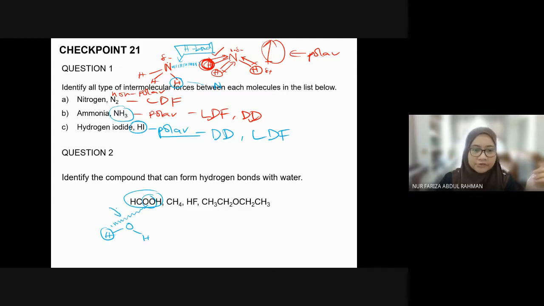Okay, so this is what we call hydrogen bond. This is a polar molecule, guys. In fact, this is your carboxylic acid. This is a polar molecule. So therefore, this bond is hydrogen bond.